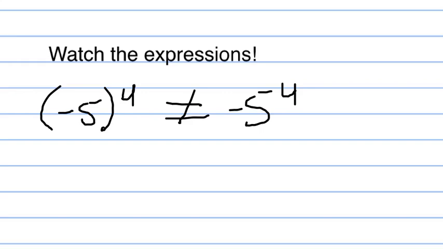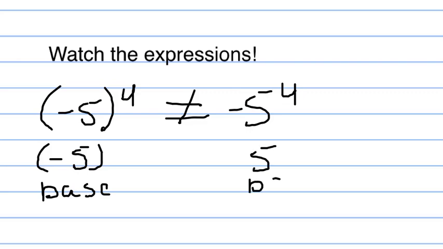Okay, so now we have to be careful when we're working with expressions, because we have to understand what's being multiplied. What is the base that's being multiplied? In this expression I have negative 5 in parentheses to the 4th power, and in my other expression I have the opposite of 5 to the 4th power. So what I need to ask you is, in each expression here, what is the base? Well, in this expression, because I have parentheses around it, the negative 5 is the base. But in this expression, only the 5 is the base. There are no parentheses to include the negative sign.